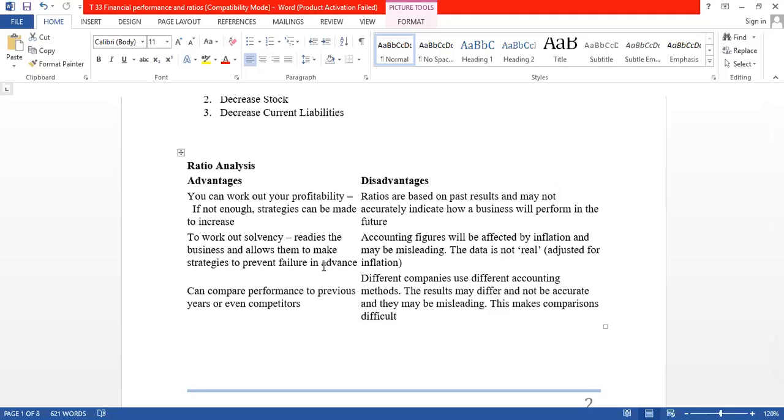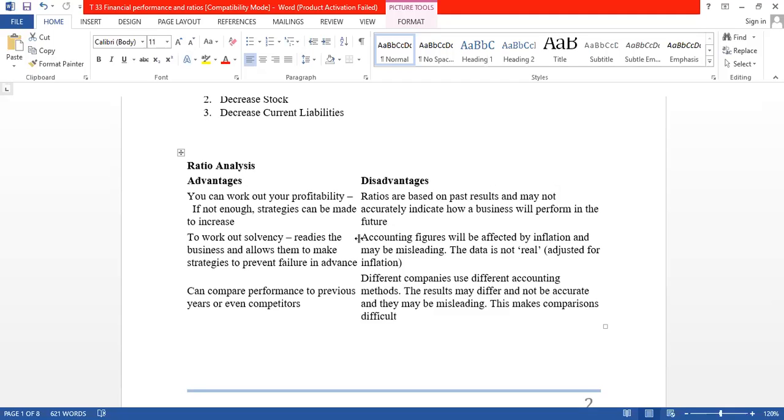So that's an advantage. However, a disadvantage: accounting figures will be affected by inflation and may be misleading sometimes. The data is not real because it's not adjusted for inflation. Sometimes the cash value you have is not a real value because it's inflated, when there is a high inflation level. Sometimes revenue increases, you can see 8 billion to 11 billion, but actually the revenue has increased not because of quantity, but because the selling price increased as the government increased prices, the inflation. As a result, only the sales value increased. There's no increase volume-wise, only value-wise.